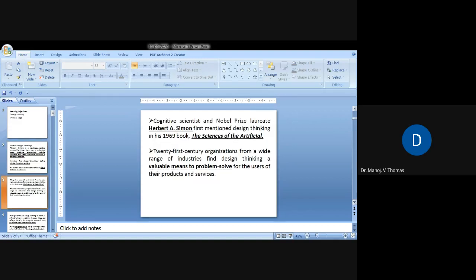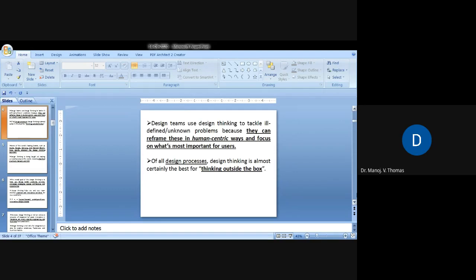So the introduction of the concept of design thinking. Way back in 1969, cognitive scientist and Nobel Prize laureate Herbert A. Simon introduced a book called The Sciences of the Artificial, in which he mentioned design thinking. So nowadays, 21st century organizations from a wide range of industries find design thinking a valuable means to problem solve for the users of their products and services.